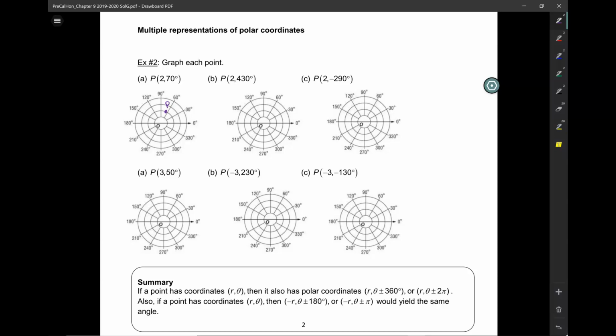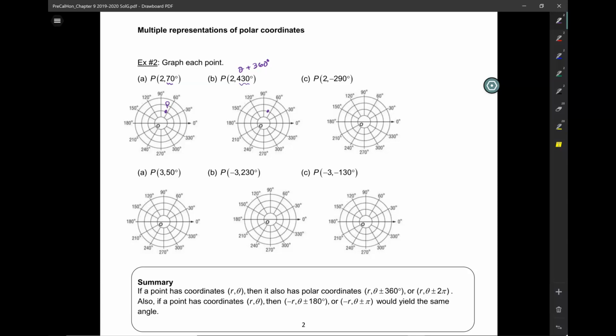Next, I have 2, 430. Oh my gosh, 430. So I'm going to go around one time to 360, and then how much more am I going to go to make it 430? 70. And 2. So look, it's the same thing. What changed from 70 to 430? I did theta plus what? Just like we know, if you add 360 to an angle, nothing has changed.